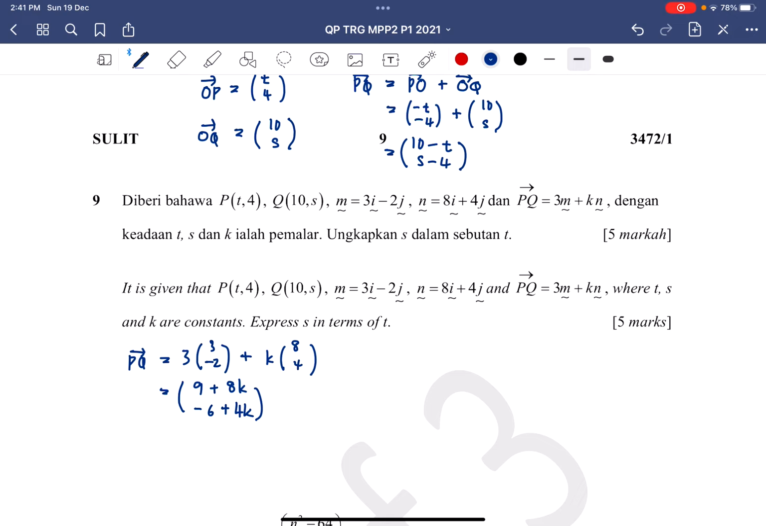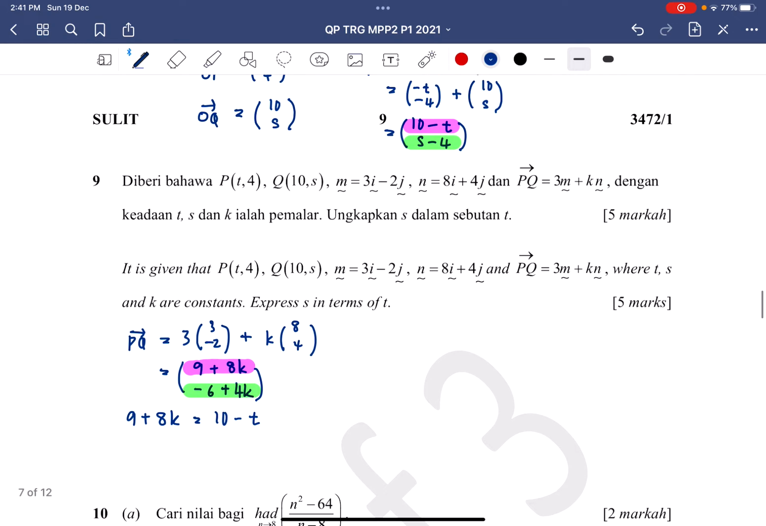So with this, I think we can compare our PQ. I've noticed that 9 plus 8k is actually equal to 10 minus t, and negative 6 plus 4k is equal to s minus 4. So we compare: 9 plus 8k equals 10 minus t. And in order to remove our k, because they want s in terms of t, in other words, we need to eliminate our k. So I'll express my equations in terms of k.